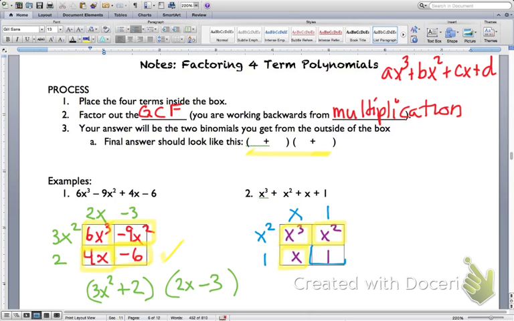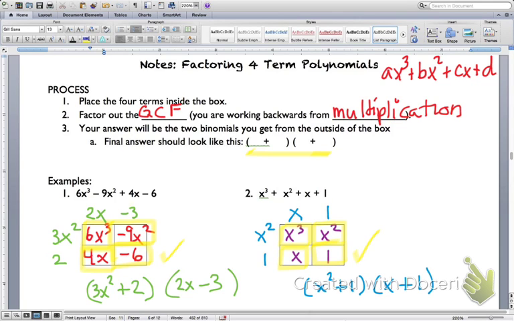And for the last box, we check. Top times left, 1 times 1 is 1. So this one checks off. So we're good to go. So we write out our final answer: x squared plus 1 and x plus 1.